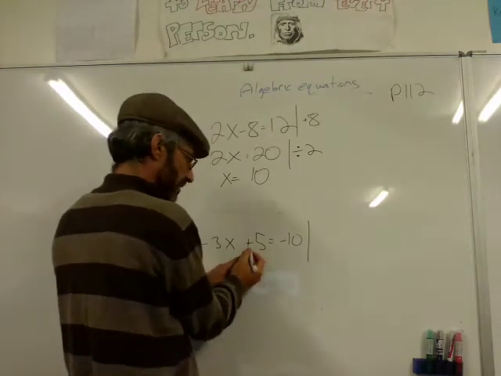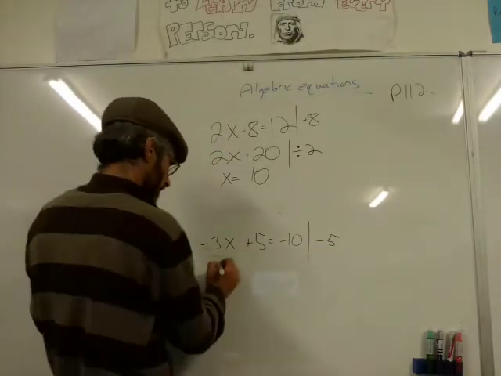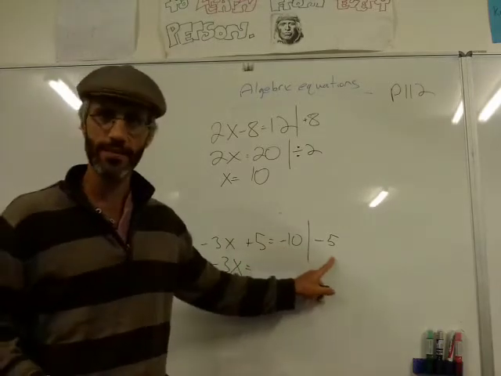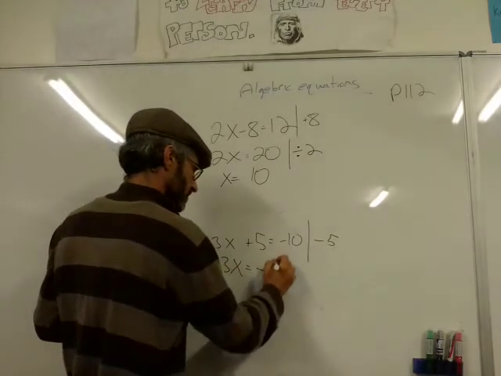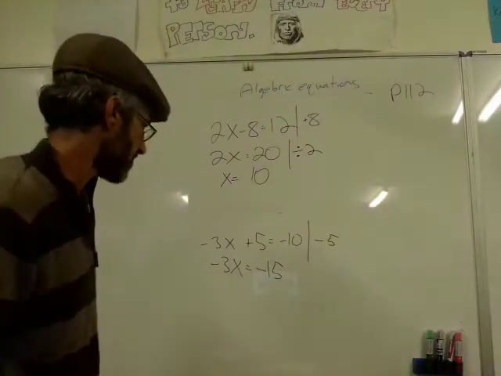So because this is plus 5, now I'm going to do minus 5. So I'm going to end up with minus 3x equal, what is minus 10 minus 5? It's minus 15. Okay? So pretty much the same thing.